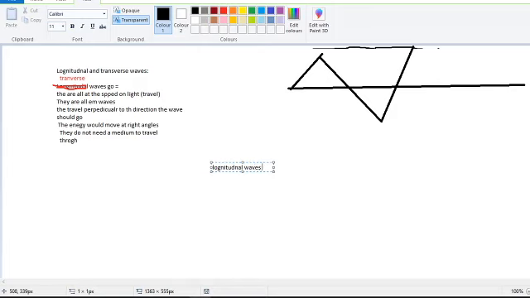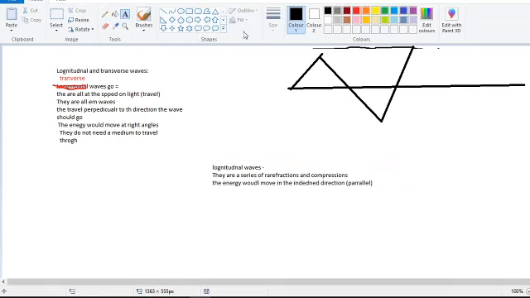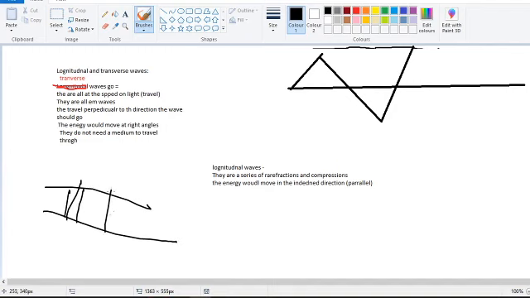Now, longitudinal waves, these are a bit different. These are the waves that don't look like a wave. They are a series of rarefactions and compressions. The energy would move in the intended direction, and that would be parallel. So in longitudinal waves, the energy would actually move this way. Well, that's meant to be straight, and there will be a series of rarefactions and then compressions. So kind of imagine a slinky in a way.